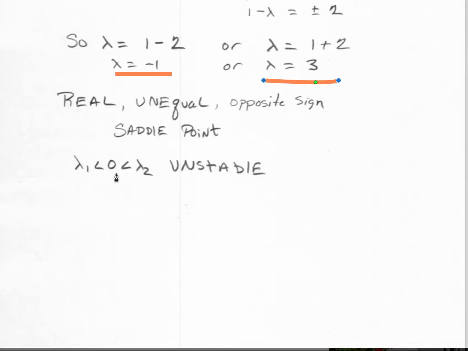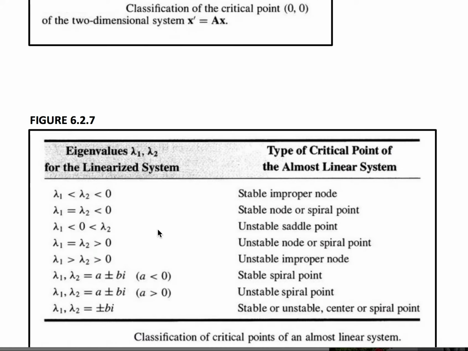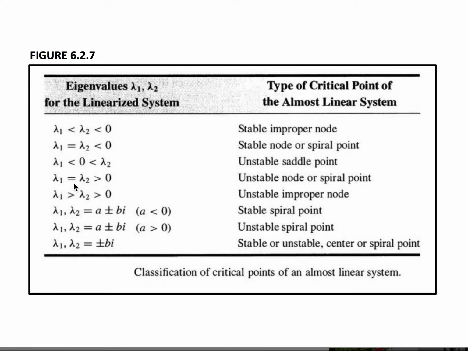Lambda 1 is less than 0 and lambda 2 is bigger than 0. And so when I look at that, it tells us that I have an unstable saddle point.